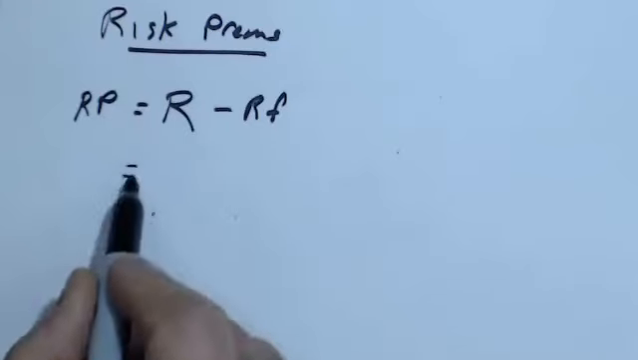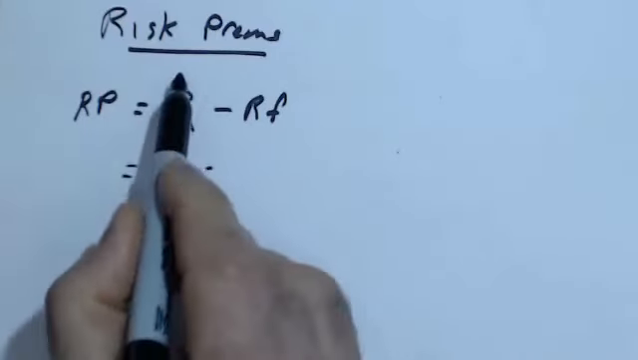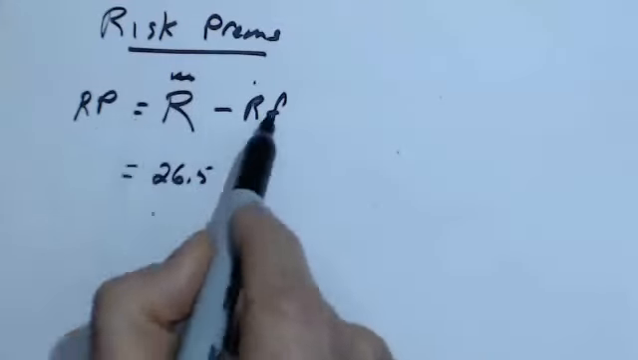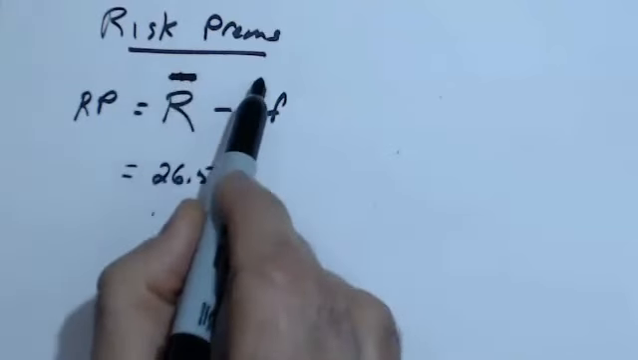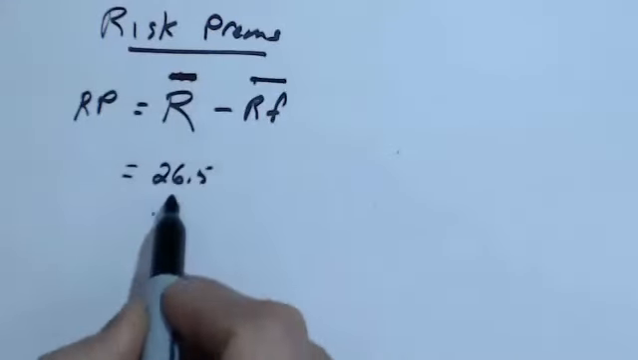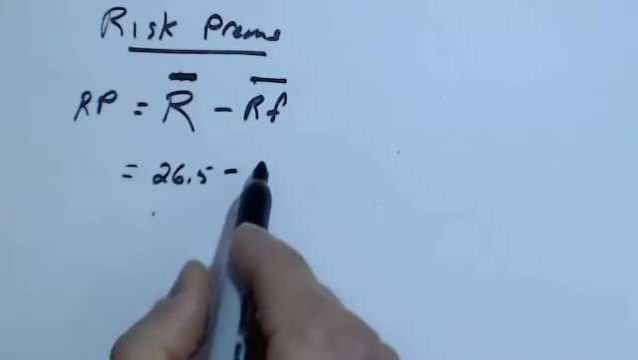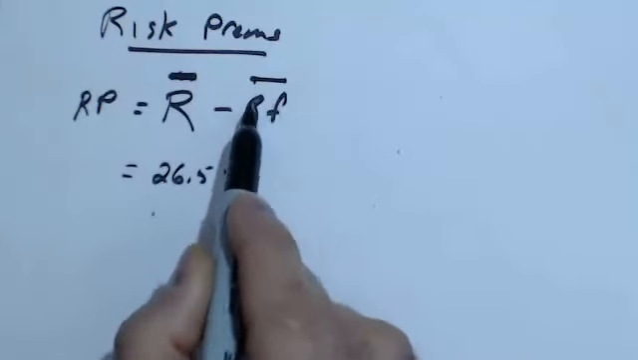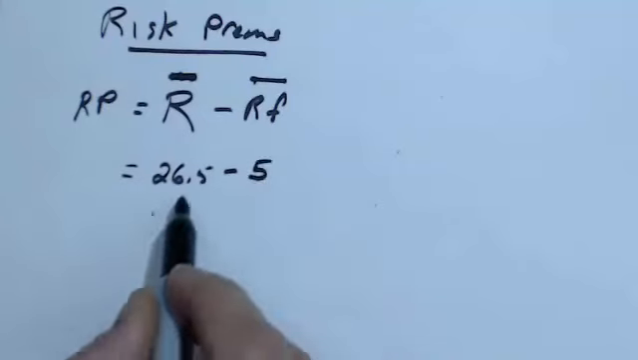So for large company stocks, let's use it as an example. This was on average, so you can use averages here. You don't have to use averages. You can do this on an annual basis. You can do this on a daily basis. But if you do it over a period of time, you can use averages. And I'm going to use the arithmetic average, 26.5, minus the T-bill. This is the Treasury bill average T-bill rate that's found in the table I showed you, and that was 5%.